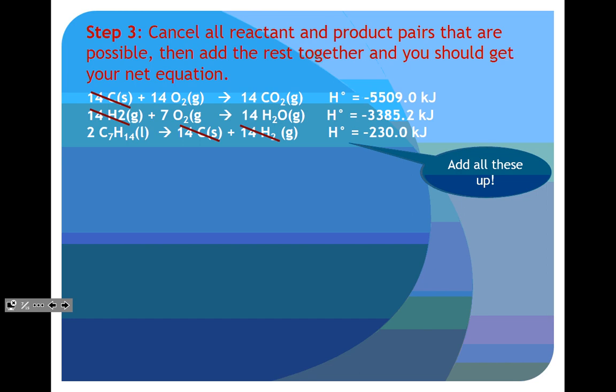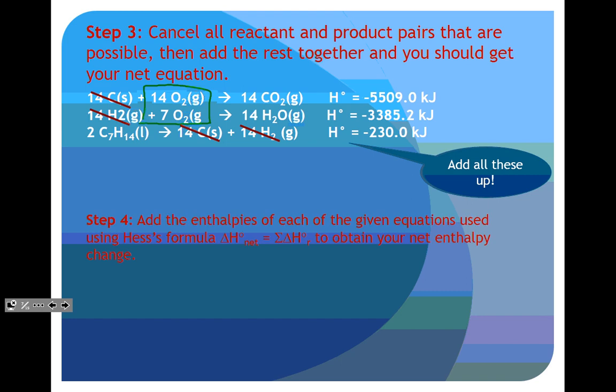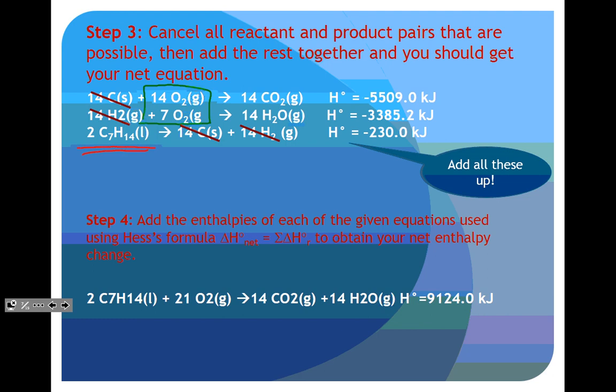Step 3, cancel all the reactant and product pairs that are possible, then add the rest together and you should get your net equation. So remember what I told you? I have oxygens, both on the reactant side, those have to add up. And then everything else, you just go down and create this new balanced equation. So this is reactant number 1, which is right here. And then I add these 2, and this becomes reactant number 2. And then the rest are products, and the only products I have are 14 carbon dioxide and 14 water.